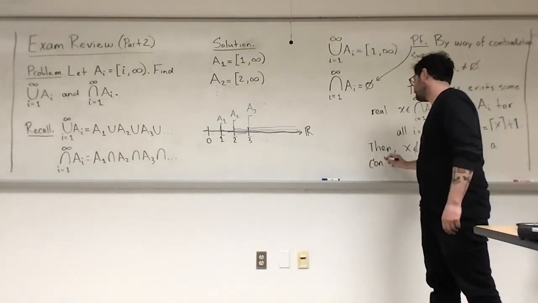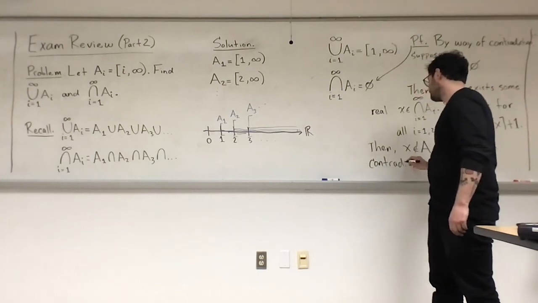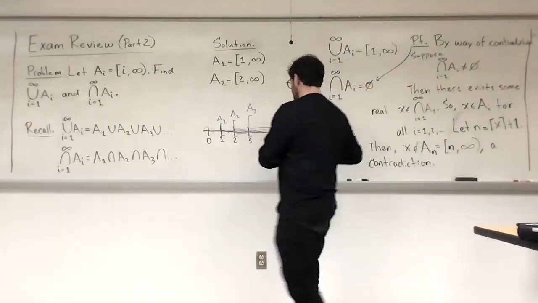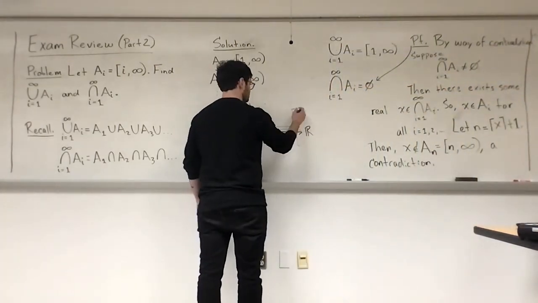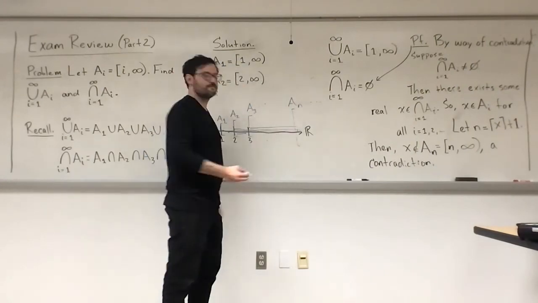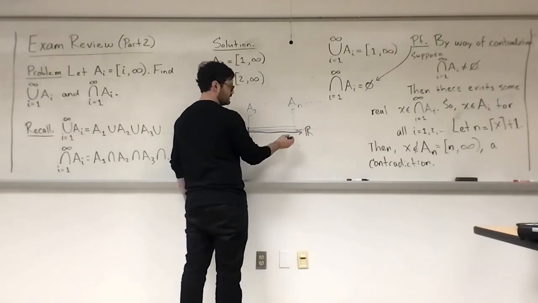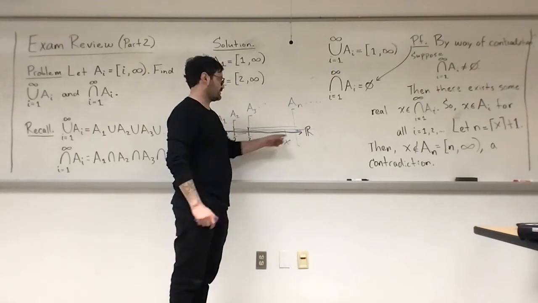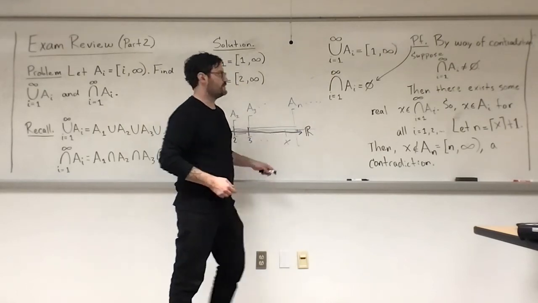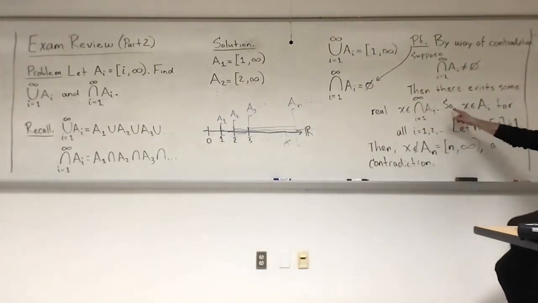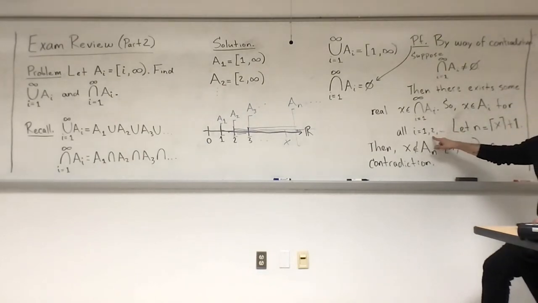What's the contradiction? The contradiction is that somewhere down the line here is an n, and then X is definitely at least 1 away from it, right? So X cannot be in that one. But to be in the intersection, it has to be in every single one of them. X is in A_i for all natural numbers i. How can it be in all of them, but not that one?